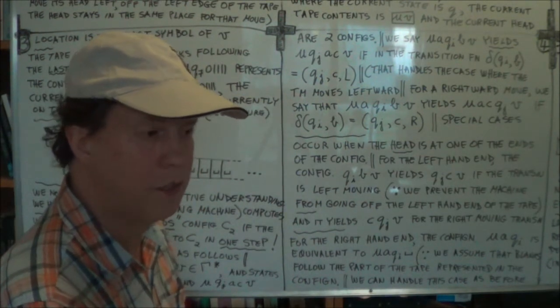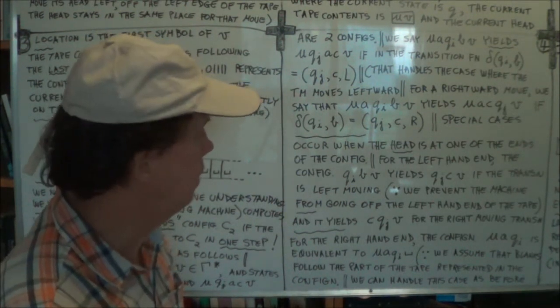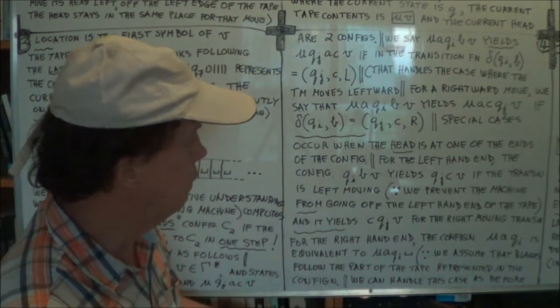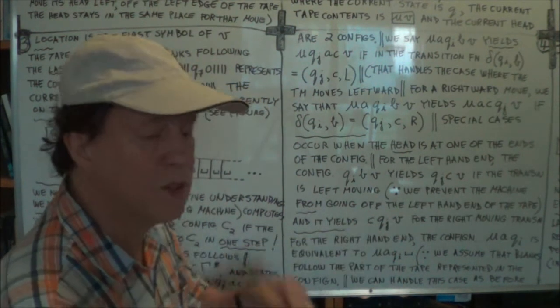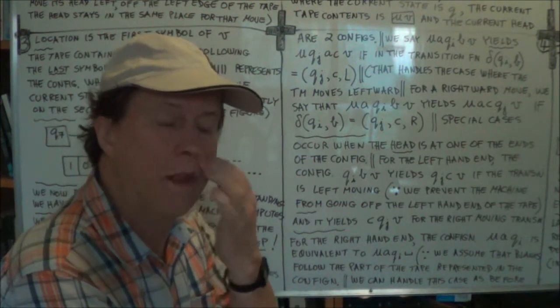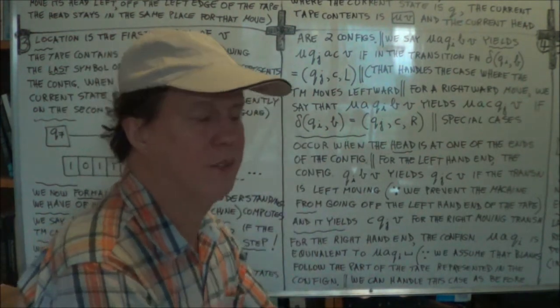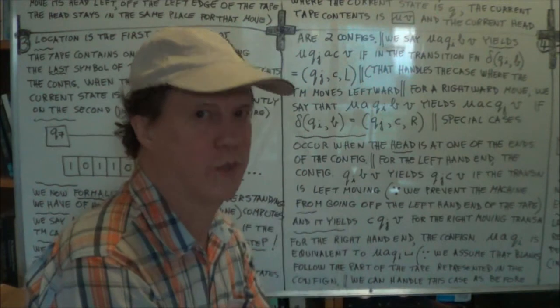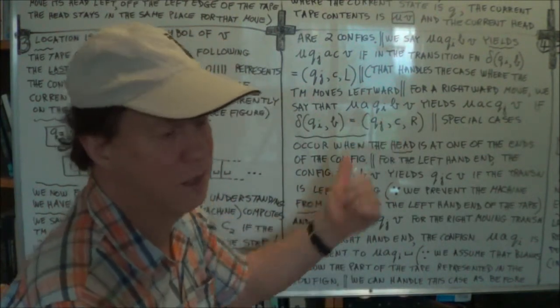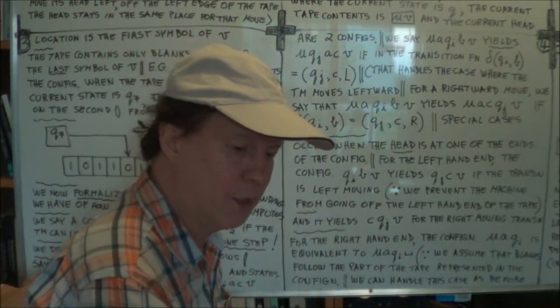You can change the state and you can overwrite, but you don't move because you can't move left. There's nothing to move to. There's just no square there. It's not as though there's a blank square. There's just no square there, right? In this initial model of Turing machine.